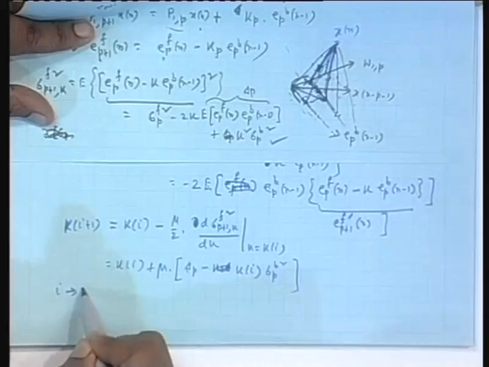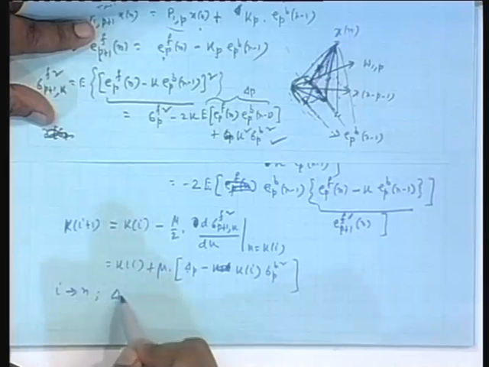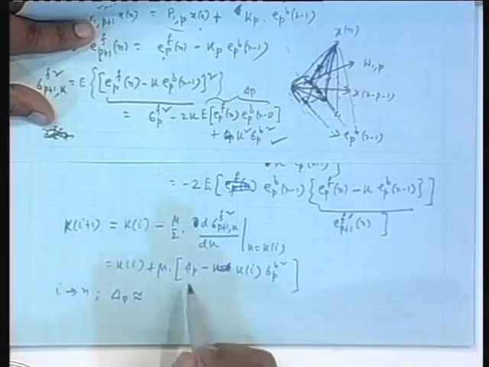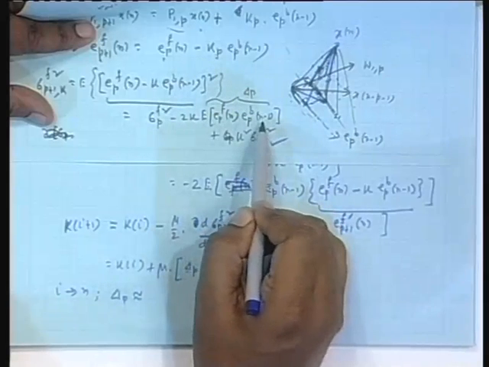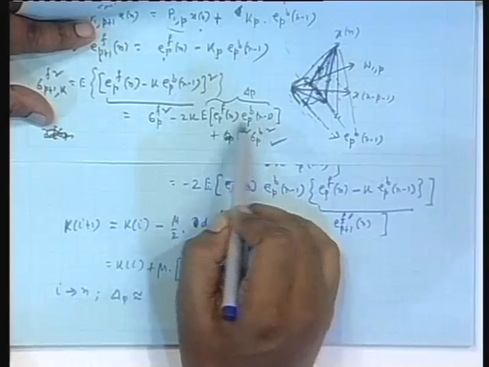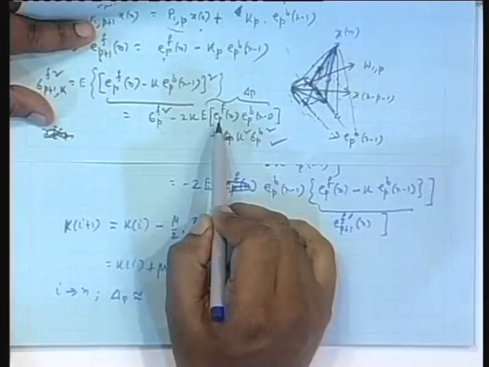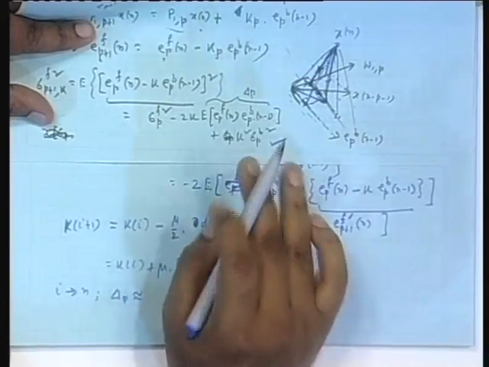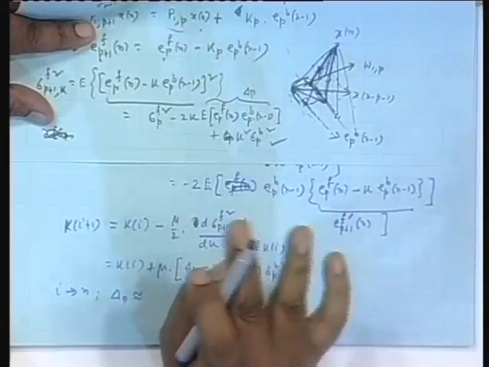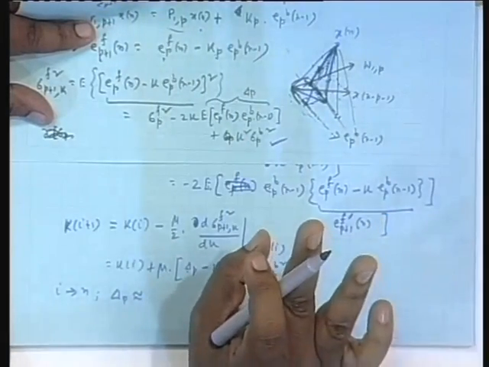I replace i by n. Delta p is what? I told you this quantity is delta p, the expected value of these two. That means I should have several such products, one sample of this times another sample of this, like that, and then I should average. That will be a good estimate. But suppose I make a wild estimate, just this into this, that is all. That will be a very bad estimate.